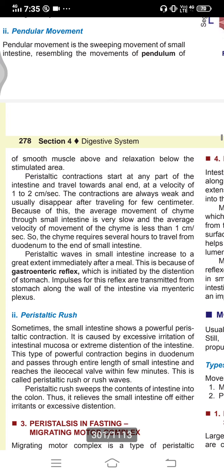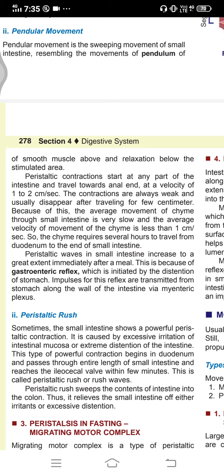Peristaltic contraction starts at any point of the intestine, travels towards the anal end at a velocity of about 1 to 2 cm per second. The contractions are always weak and usually disappear after traveling for a few centimeters. Because of this, the average movement of the chyme through the small intestine is very slow, and the average velocity of movement of chyme is less than 1 cm per second. So the chyme requires several hours to travel from duodenum to the end of the small intestine.